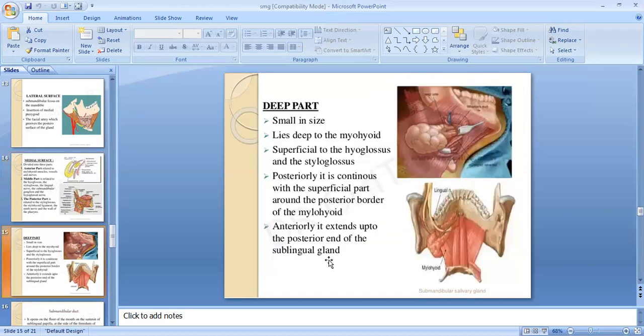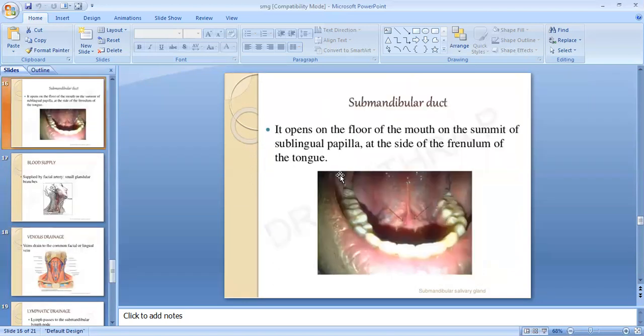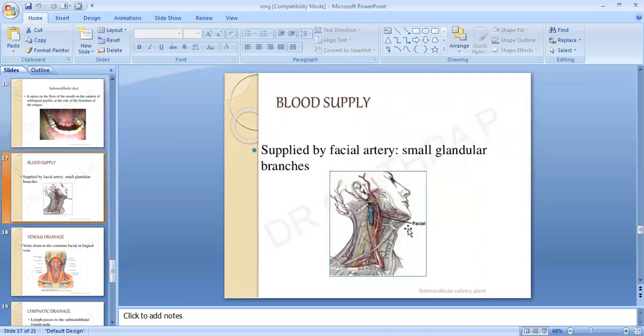So this we have small deep part. The deep part is small in size and it lies deep to the mylohyoid and superficial to the hyoglossus and styloglossus. These are the muscles of the tongue, hyoglossus and styloglossus. The duct of the submandibular salivary gland opens into the floor of the mouth. It is known as Wharton's duct.